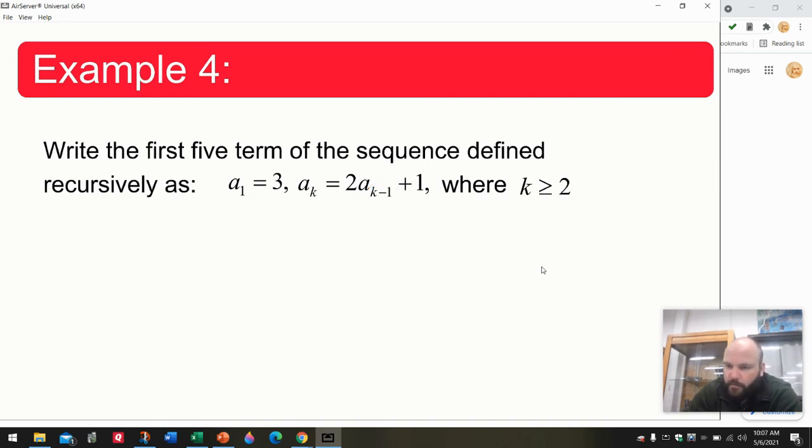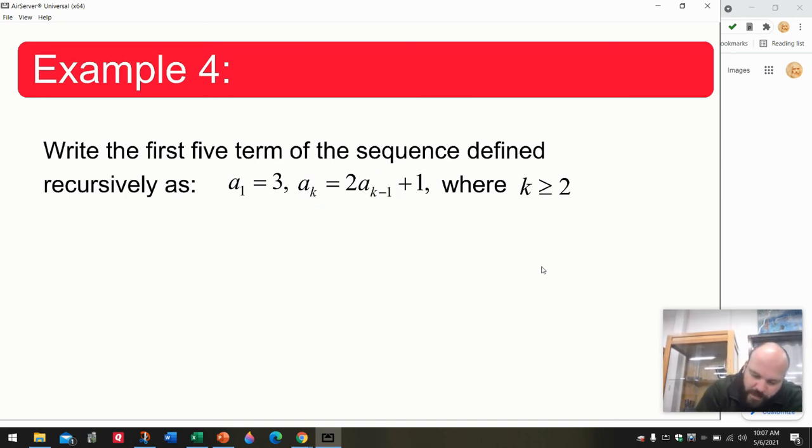So these are a little bit tricky to understand. If I want a sub k, which is any term in the sequence, I need to take the term in the sequence prior to it, so a sub k minus 1. So take the one right before it, multiply it by 2, and then add 1, and you'll have your next term. So that's how this sequence is formed.